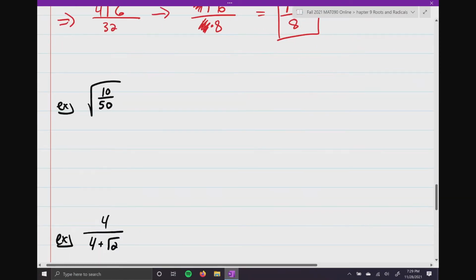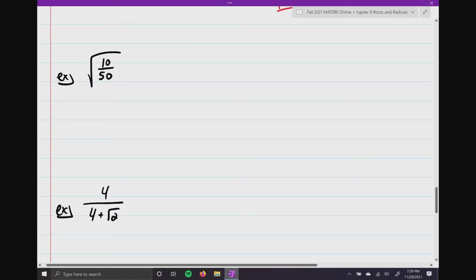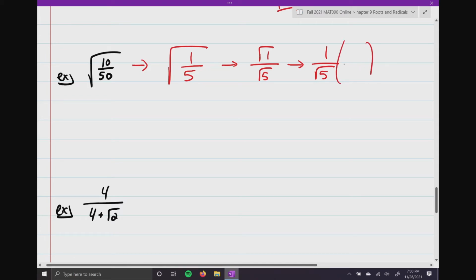Last one. The square root of 10 over 50. So here I can definitely reduce to 1/5. Okay? Then I'm going to separate square root of 1 over the square root of 5. Square root of 1, I can do that. That's just going to be 1 over the square root of 5. And then finally, we will rationalize our denominator to get a final answer of the square root of 5 over 5.